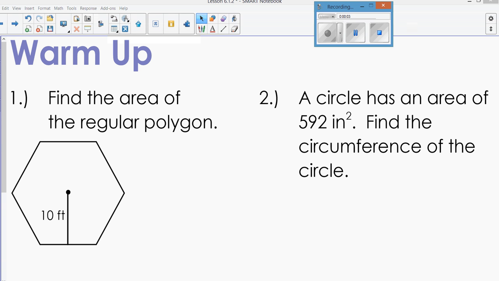Alright guys, so this is going to be lesson 612. It's our day 1 lesson. We're going to spend 3 days on this. This whole section is all about volume. So we're going to talk about volume today, Monday, and Tuesday.